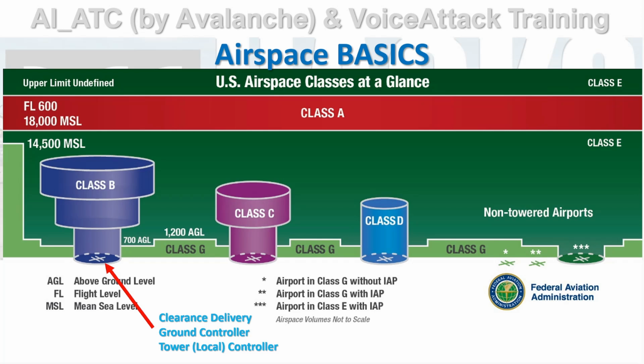Okay, some towers do not have a clearance delivery, and the ground controller will hand out the clearances because there isn't a clearance delivery. That's just how it works.